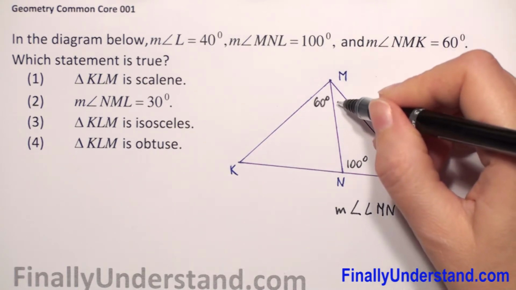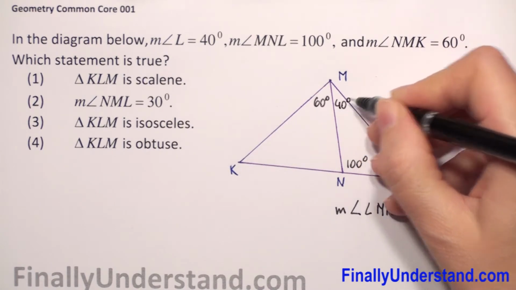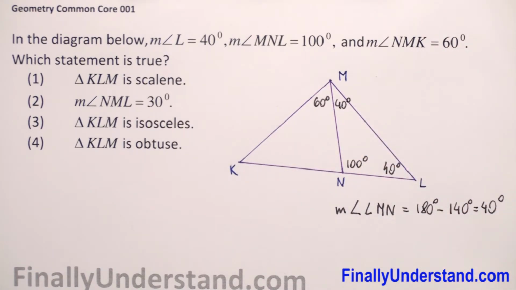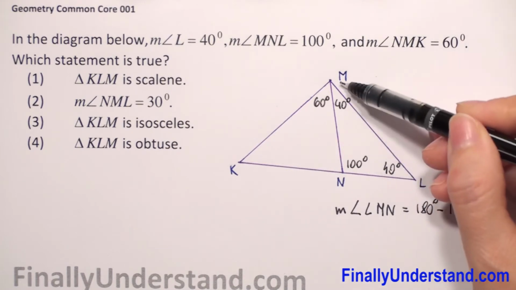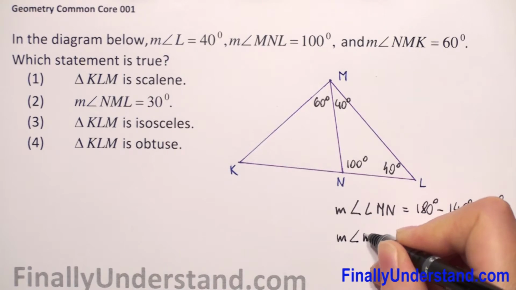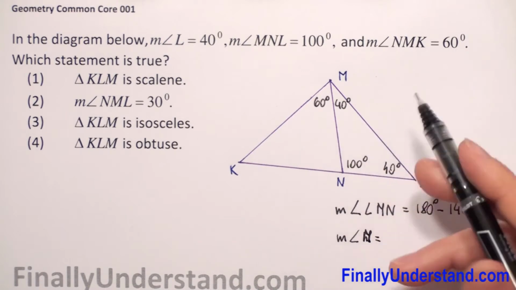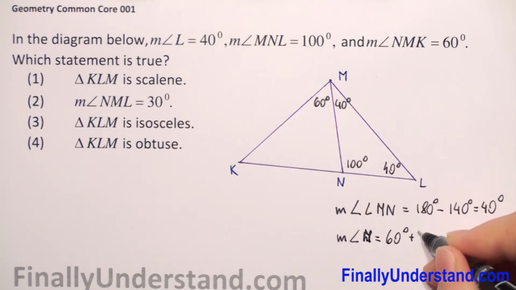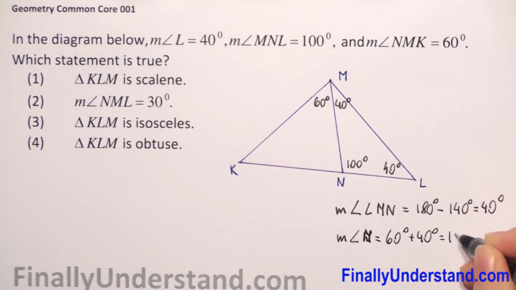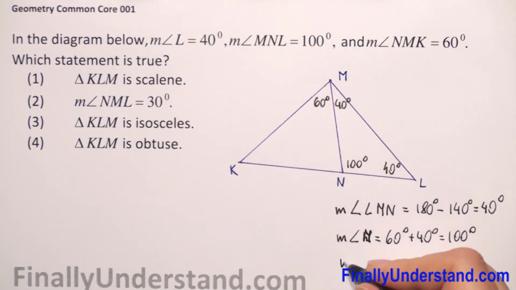We have measure of angle LMN. This is 40 degrees, because, like I said, measure of interior angles is 180 degrees. We have angle L and angle M. Measure of angle M will be 60 degrees plus 40 degrees. This is 100 degrees. So we can calculate measure of angle K.